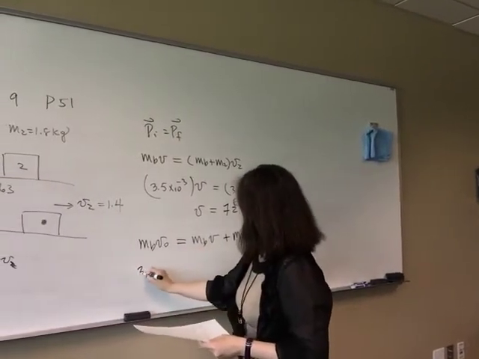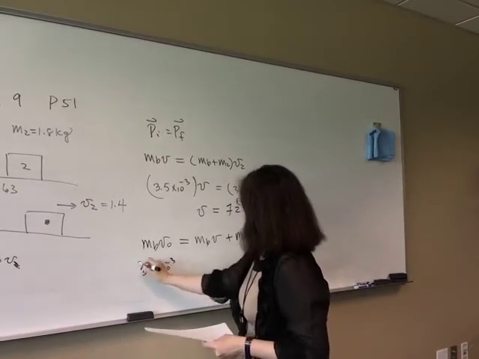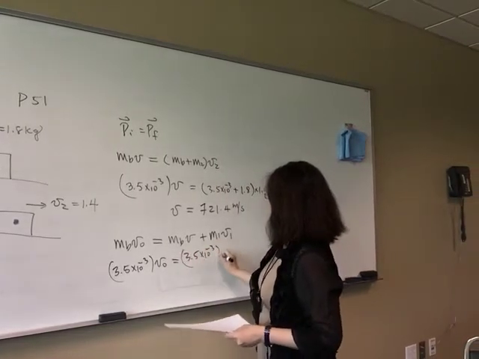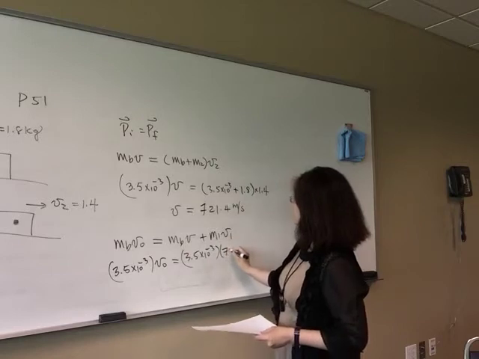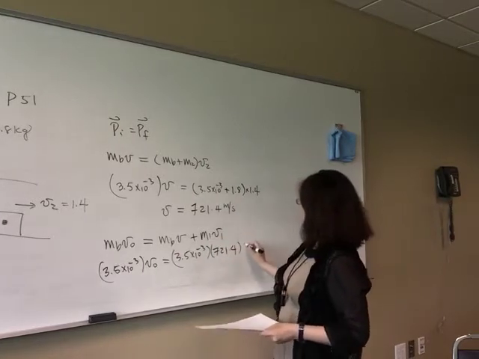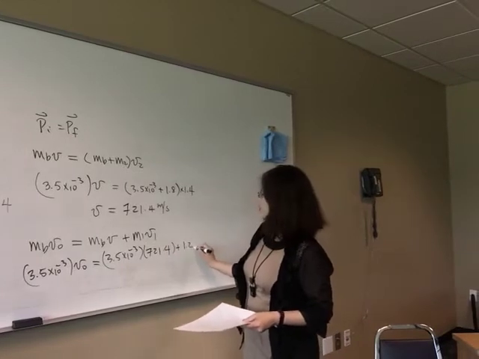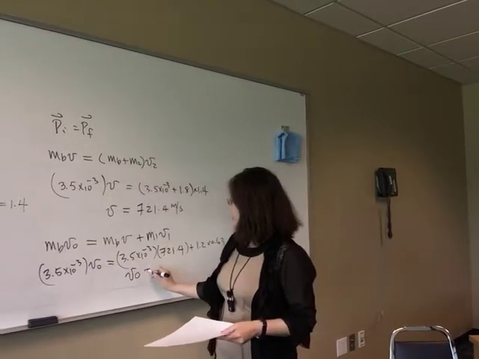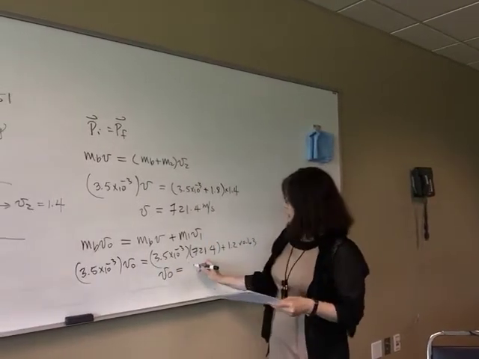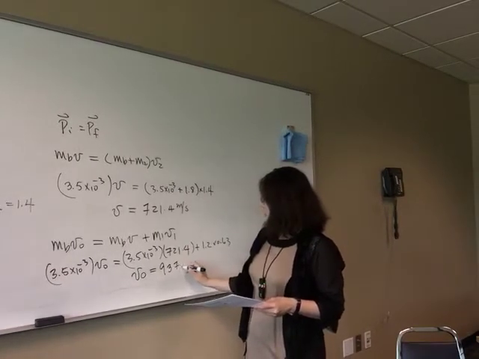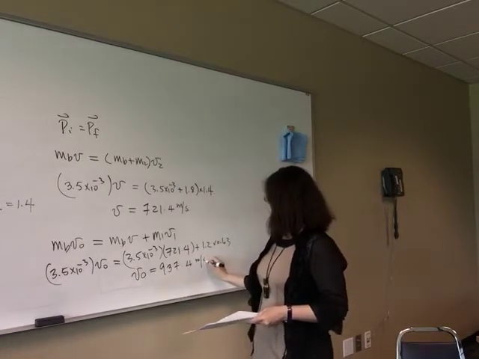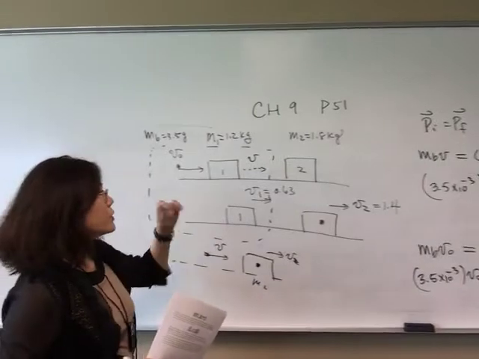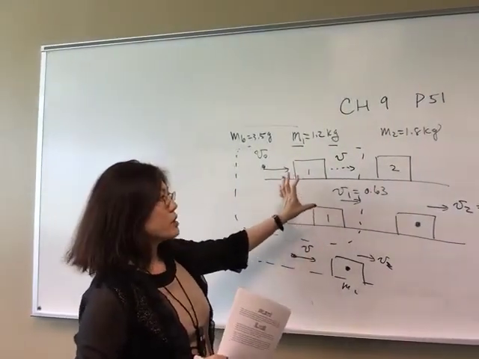So you have 3.5 times 10 to the negative 3 times v naught, that's equal to 3.5 times 10 to the negative 3, times the velocity which we just found, plus m1. m1 is 1.2, and the velocity is 0.63. So you can see that we can calculate our v naught. So your v naught here is equal to 937.4 meters per second. So this is a very typical problem where you have to apply the concept of conservation of linear momentum.